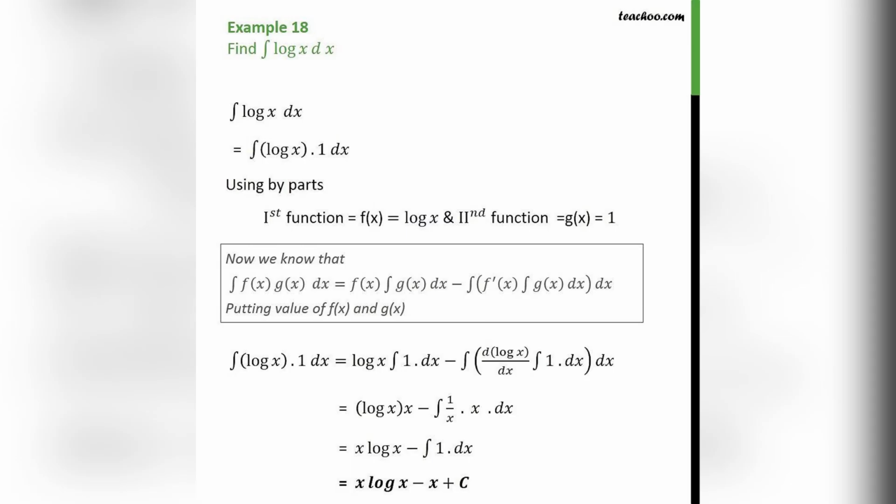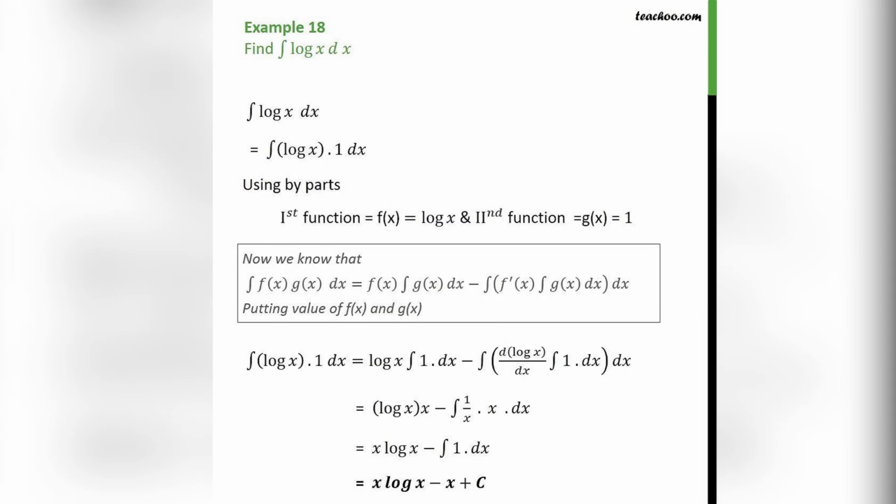And the final answer after substituting back: the integral of (ln x)² dx equals x (ln x)² minus 2x ln x plus 2x plus c. The final result is x (ln x)² minus 2x ln x plus 2x plus c.